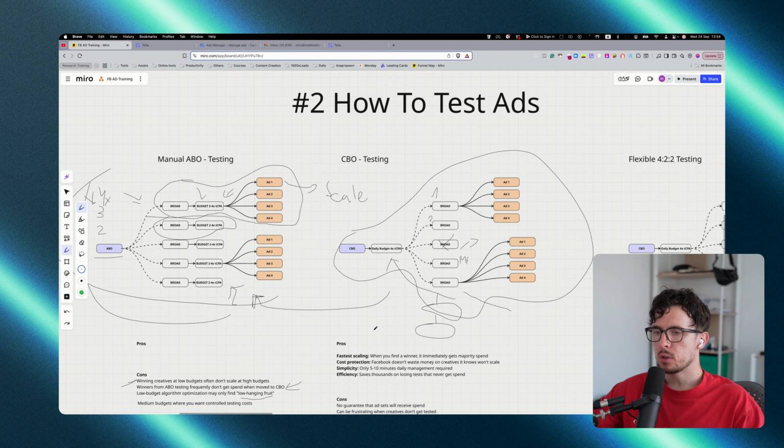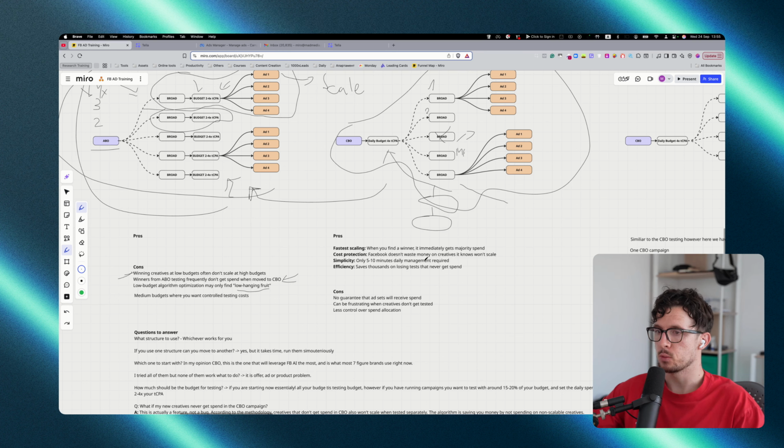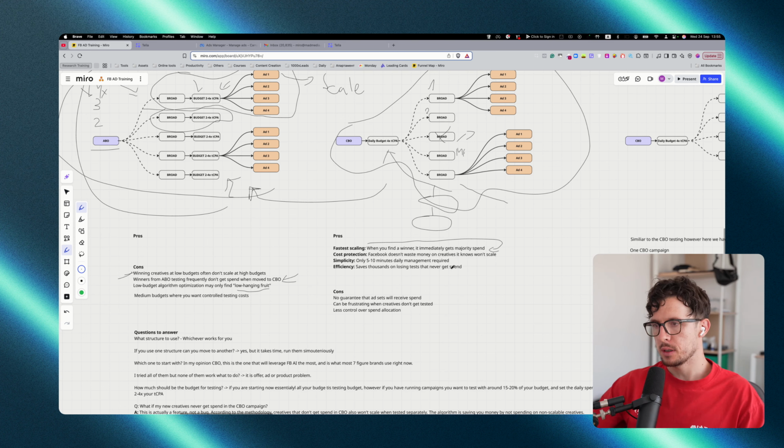But now let's look at the pros and the cons of this. So this is a very fast way to scale. When you find a winner, it already gets most of that spend. You don't really have to do anything, and there is a cost protection. So Facebook doesn't waste money on creatives. It knows how to scale, and I've noticed this for quite some time now.